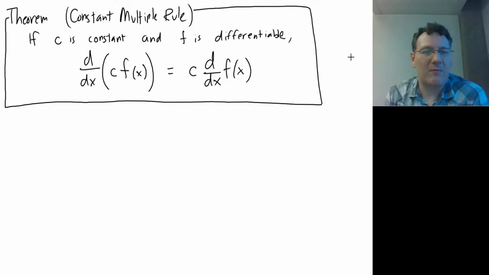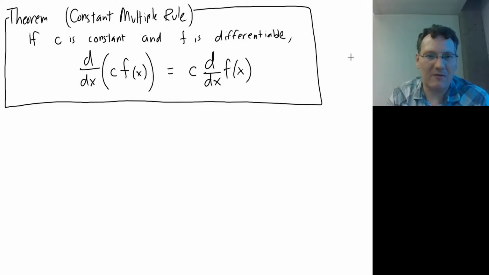All right, another theorem that we can use, the constant multiple rule. If you have a constant times a differentiable function, the derivative of c times f of x will be c times the derivative of f of x. So you can pull that constant scalar out. And the proof is going to come from the facts about limits, actually.